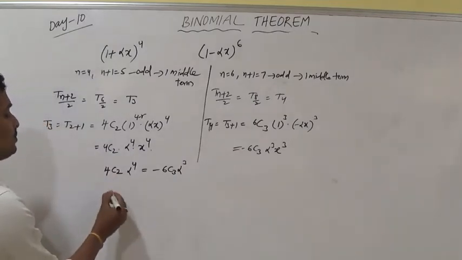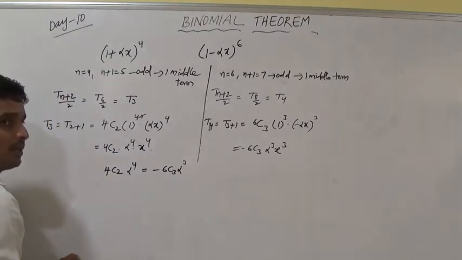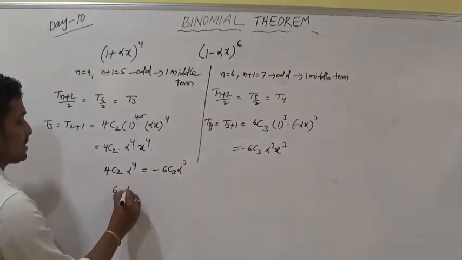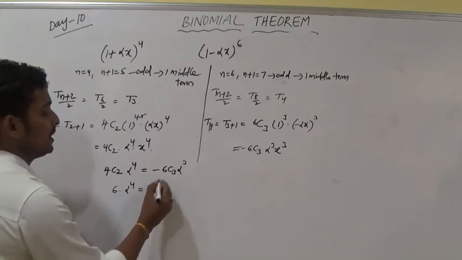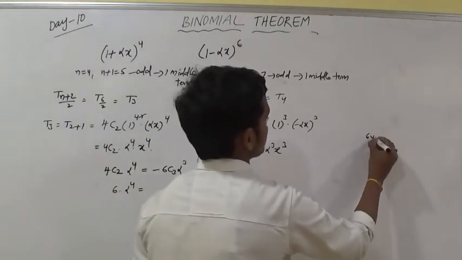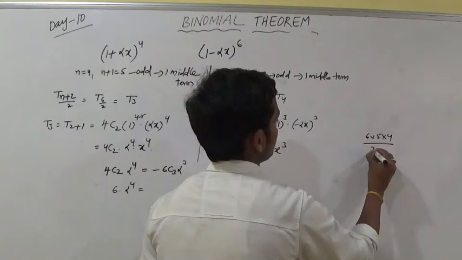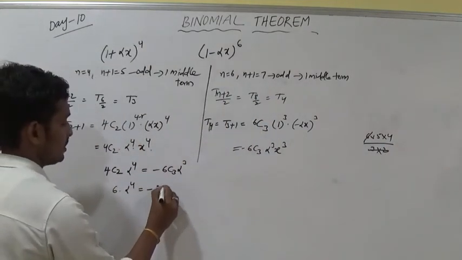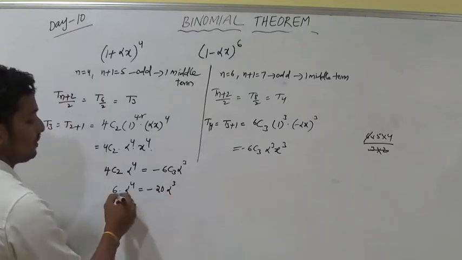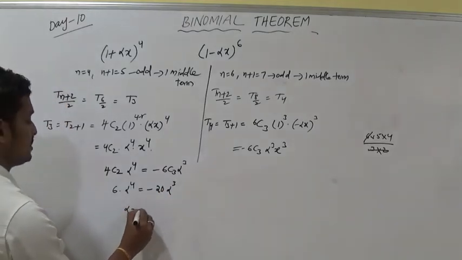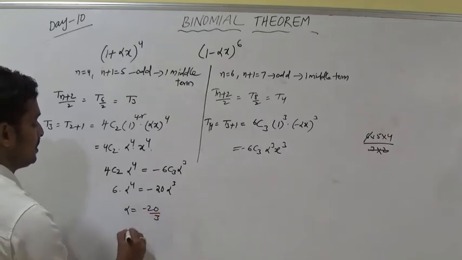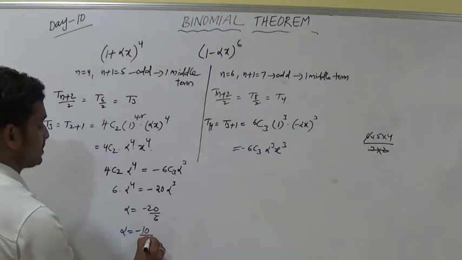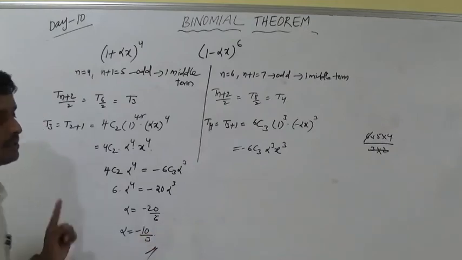So 4c2 is 4 into 3 by 2 into 1. It will be cancelled, 6 times alpha power 4 is equal to, here 6c3, 6 5 4 by 3 2 1. 3 times 6 cancel, 20. That is minus 20 alpha cube. Alpha cube becomes alpha. Alpha is equal to minus 20 by 3. Alpha is equal to 20 by 6, minus alpha is equal to minus 10 by 3. That is the answer.